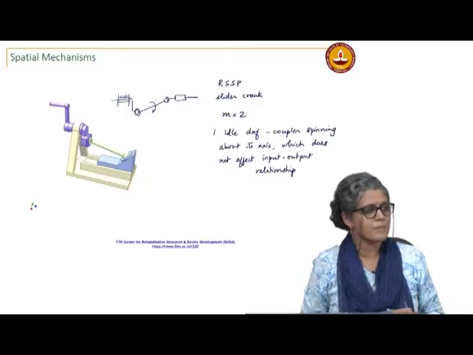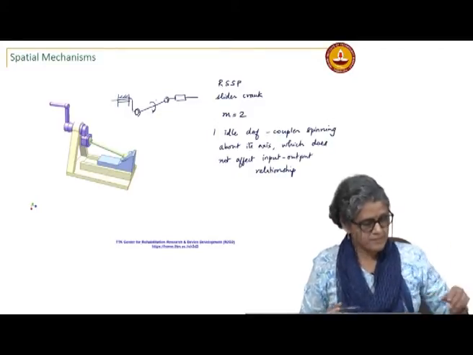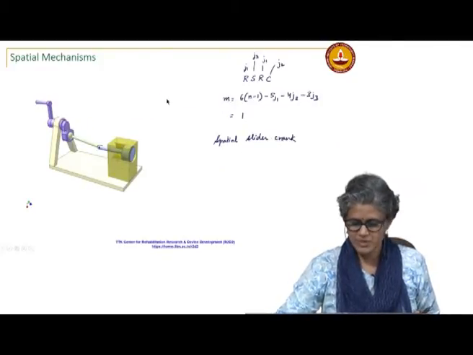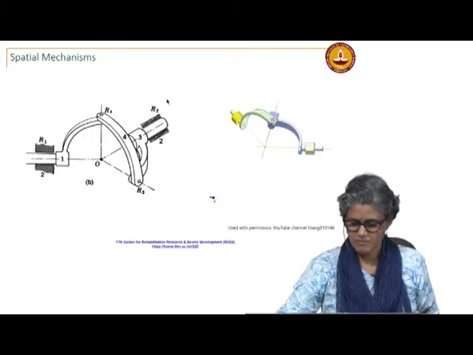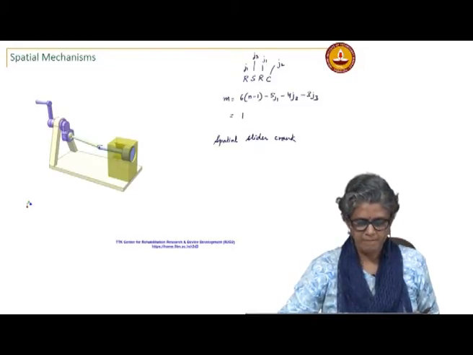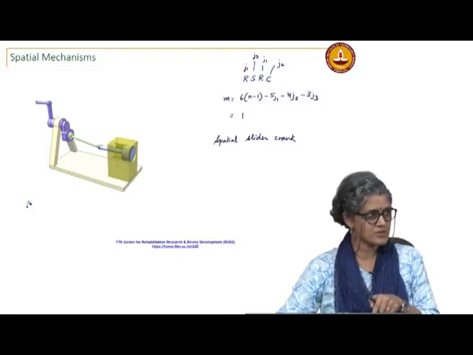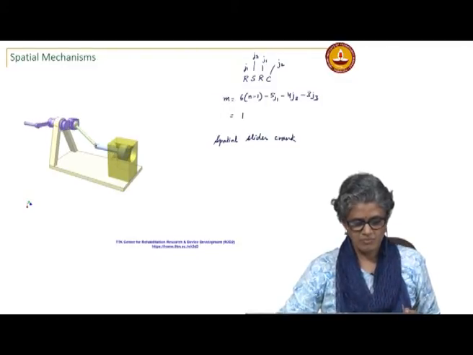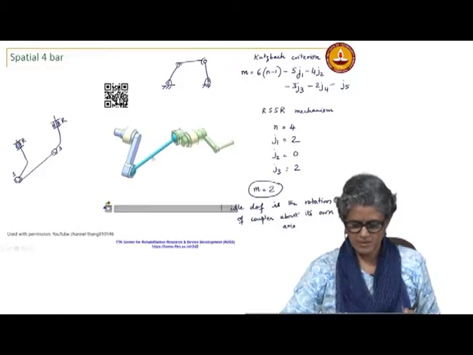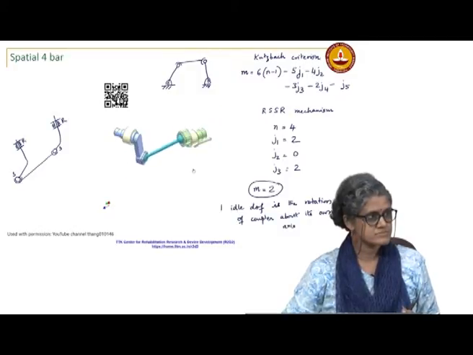So like the previous 4 bar, the crank rocker. We can't actually take a projection of the mechanism to make it planar, right? In this slider crank, we can't just project it like the previous one. For the normal 4 bar, we can just take a projection of it and visualize it as a normal 4 bar, right?